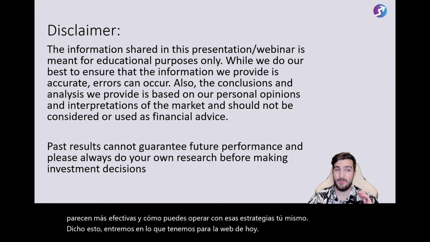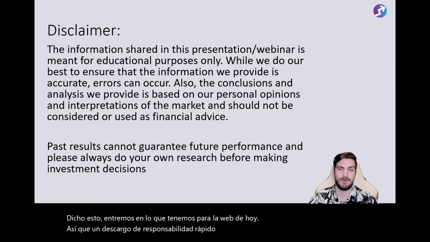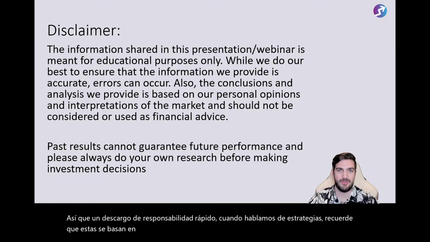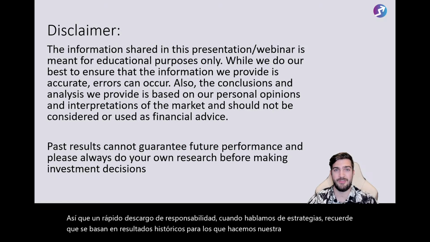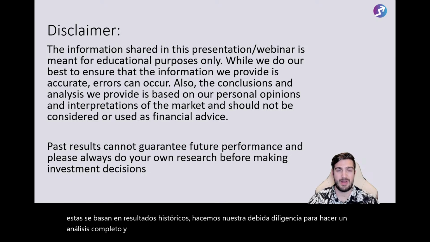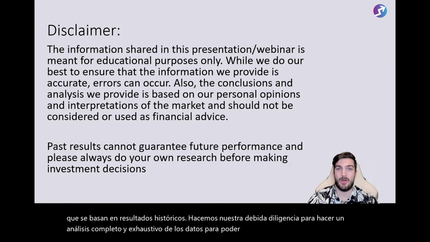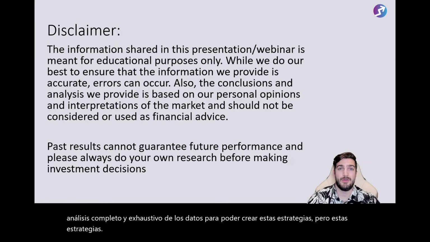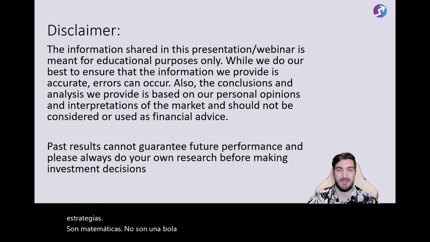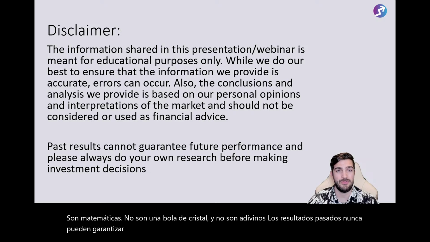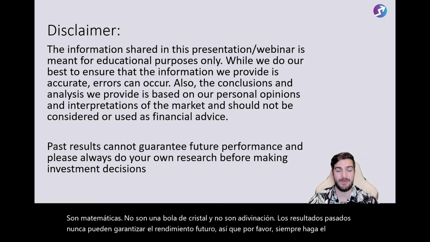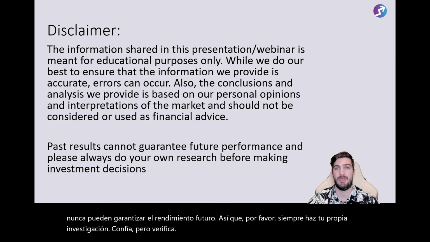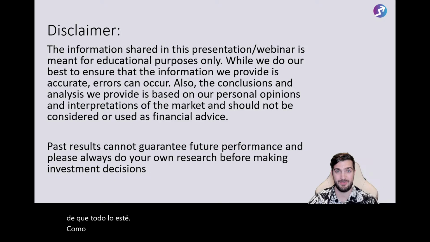So quick disclaimer, when we're talking about strategies, please remember these are based on historical results. We do our due diligence to do complete and thorough analysis of data to be able to create these strategies, but these strategies are math. They're not a crystal ball and they're not fortune telling. Past results can never guarantee future performance, so please always do your own research, trust but verify, run the backtests yourself, make sure that everything is as it should be before making any investment decisions.